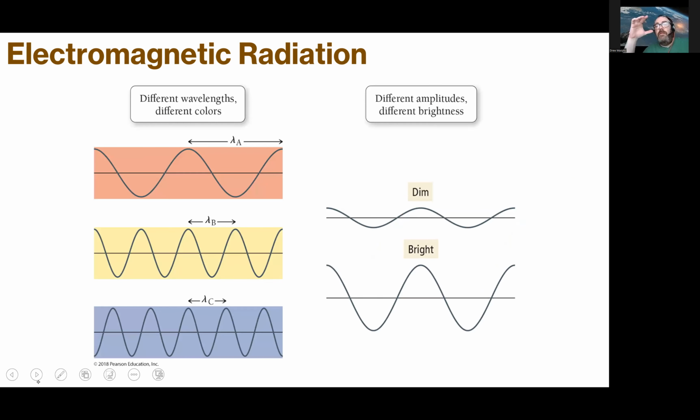Some other properties we can think of: the different wavelengths of electromagnetic radiation are going to change the colors, especially in the visible range. We're able to see different colors because different wavelengths have different colors. When we get outside of visible, they still have different properties, we just can't see them with our human eyes. Different amplitudes mean different brightness. You can think of this as the volume or intensity, like volume of sound, intensity of light comes from the amplitude. A lower amplitude is dimmer and a higher amplitude is brighter.